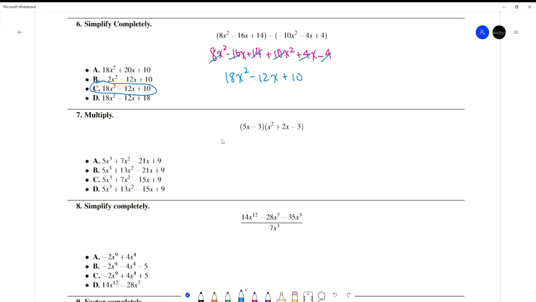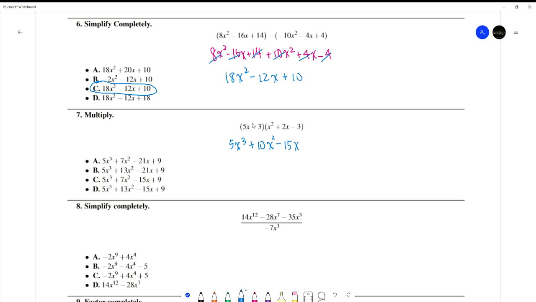So notice they don't give you the typical binomial FOIL, right? It's always going to be a binomial times a polynomial, like a trinomial here. So we just distribute, right? 5x times x squared is 5x cubed. 5x times 2x is positive 10x squared. 5x times negative 3 is minus 15x.